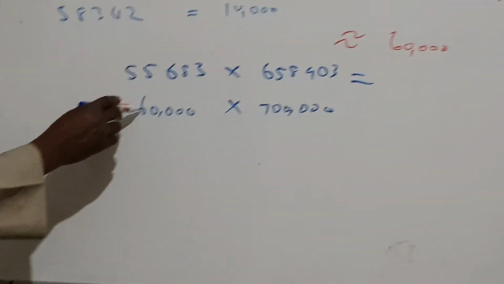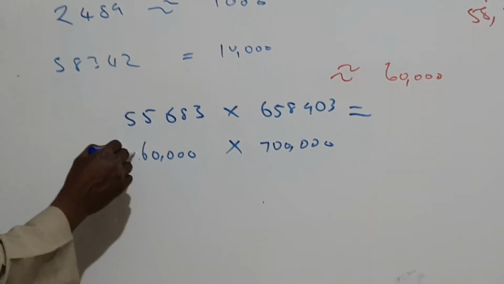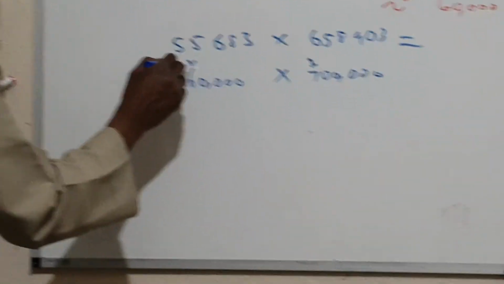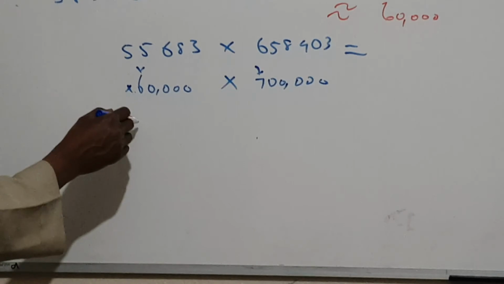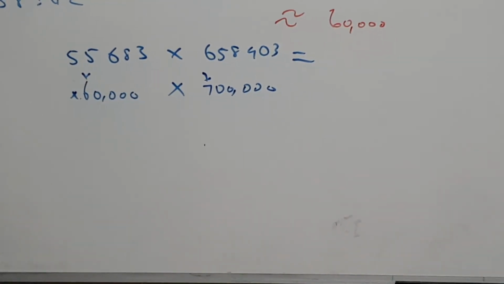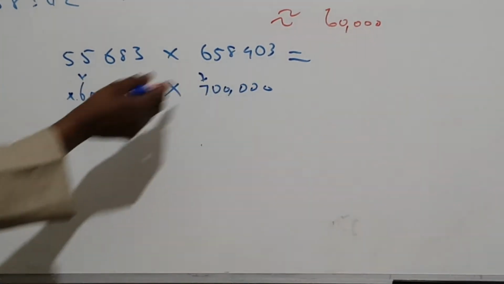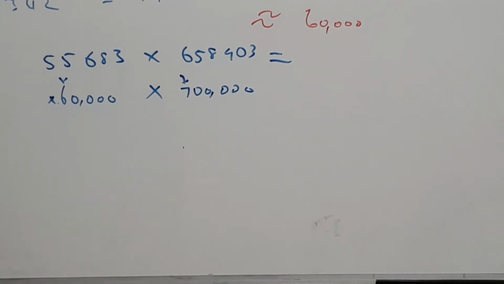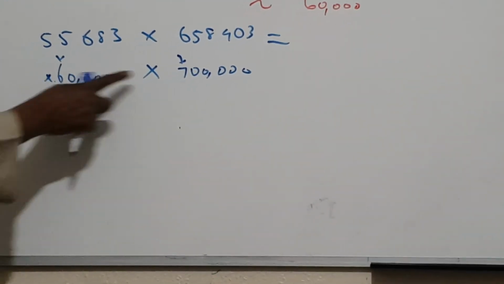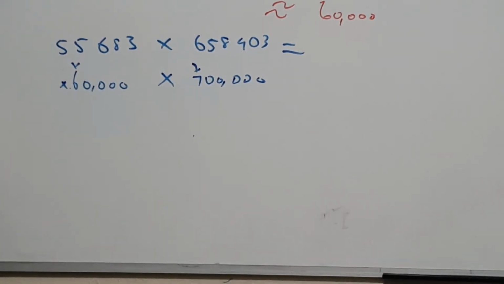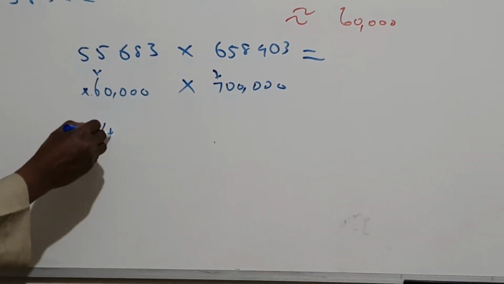And multiply these significant figures. These are the significant figures, 6 and 7. 6 times 7 is 42. So this is two significant figures, 6 and 7. 6 times 7 is 42, isn't it? Now we leave out the 42.